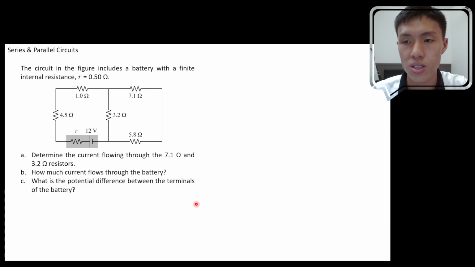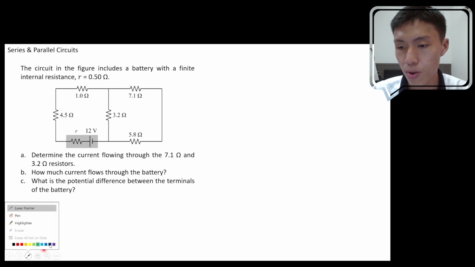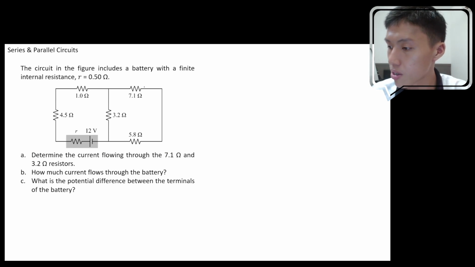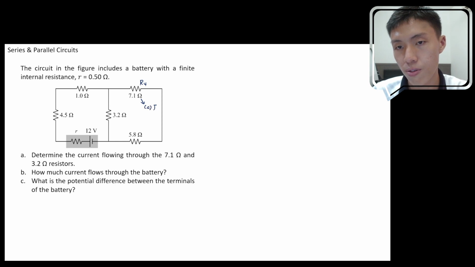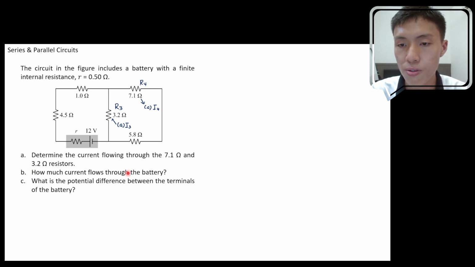Okay, let's go back to the question. The question is interested in the current flowing through the 7.1 ohm and 3.2 ohm resistors. 7.1 ohm is over here, it's our R4. So technically, for question A, we are interested in I4. Then they are also asking for the current flowing through the 3.2 ohm resistor, which is over here. I labeled it just now as R3. So what I'll be interested in for question A is actually I3 only. Okay, next, how much current flows through the battery? That's the current flowing in the battery and outside the battery. So that will be the current that we already determined over here.